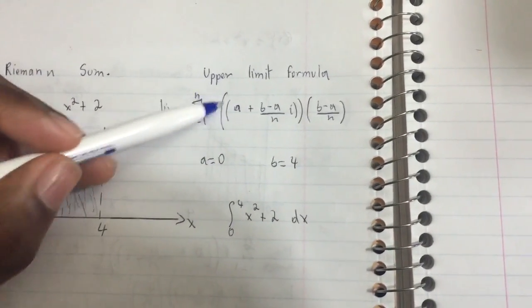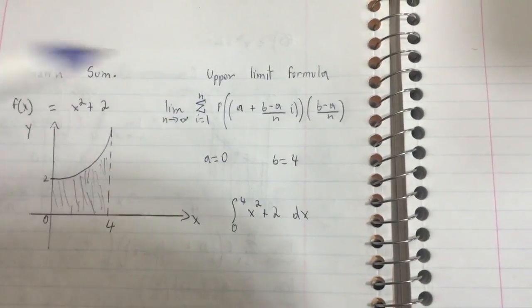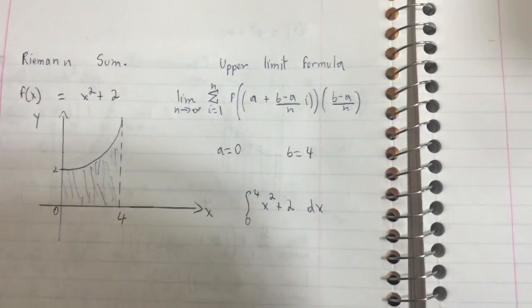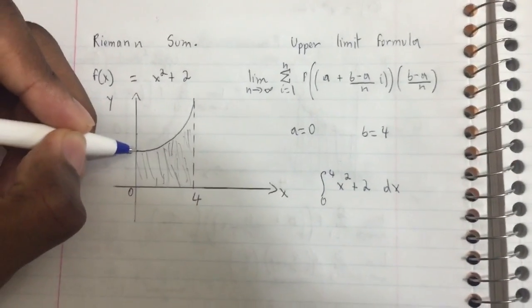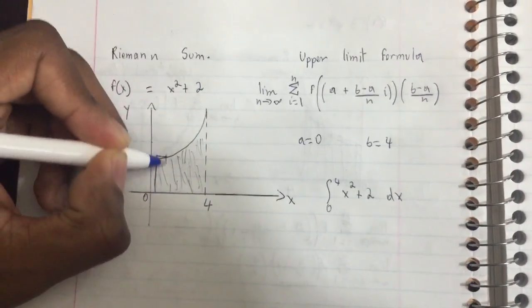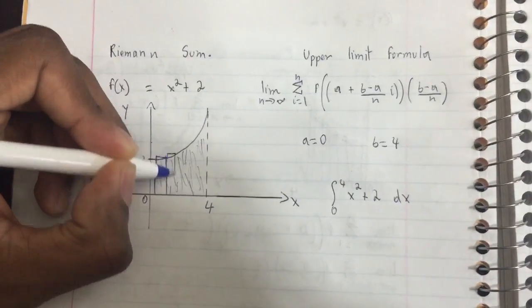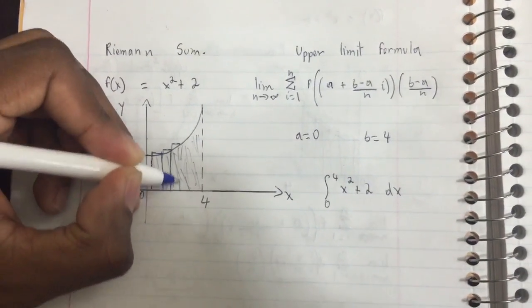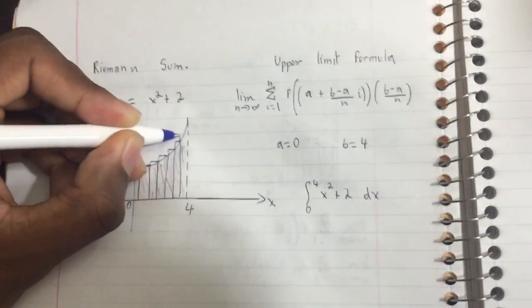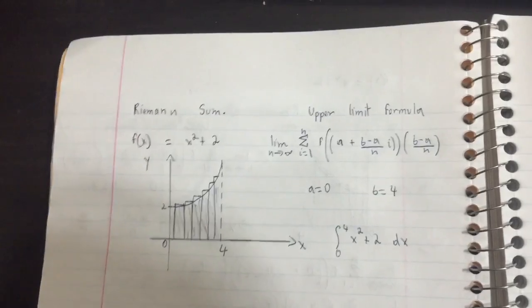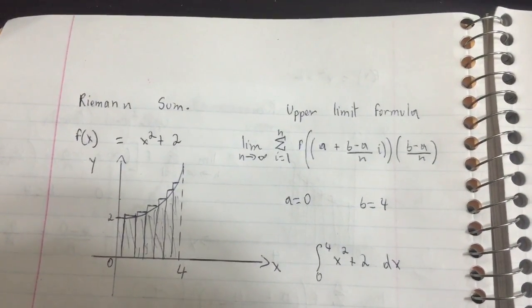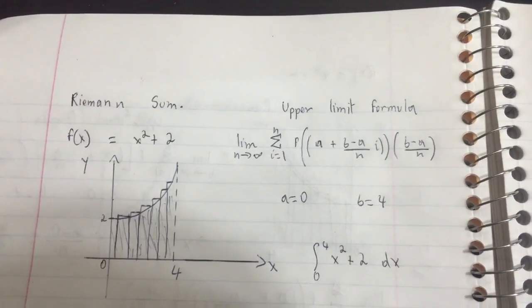But since we want to use the upper limit formula in this case, we're just going to apply that. Since we have our a and our b, let's say we want to cut small rectangles that go a little bit over the curve, since we're using the upper limit formula. That means the area we get using that formula is going to be slightly bigger than the original area under the curve.